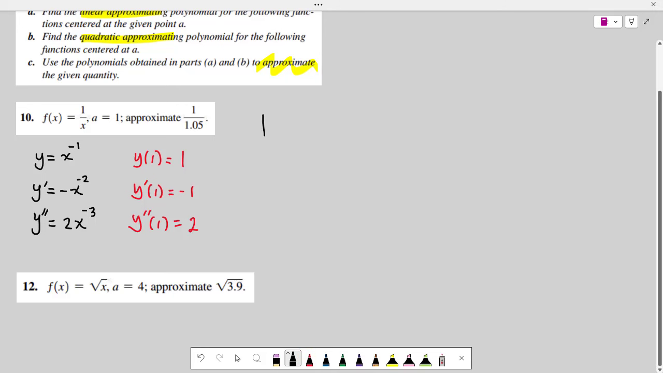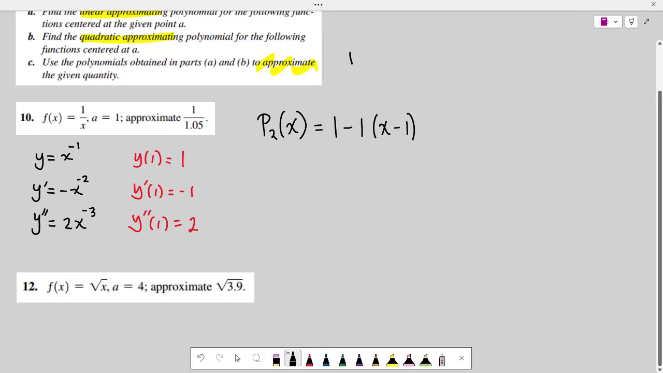And then p sub 2 of x, so the second order polynomial approximation, will be 1, so that's f of a, plus f prime of a, which is -1, times x minus a. A is 1, so x minus 1. So that's the first part.